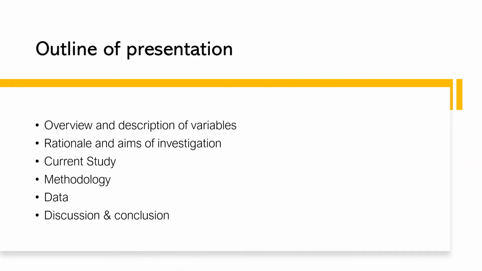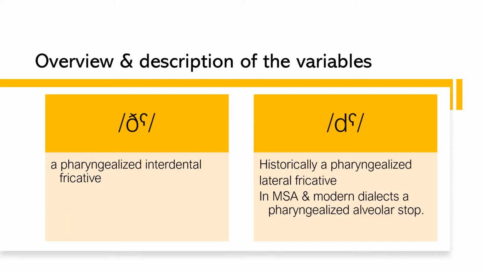So, throughout the course of the presentation, I'll give an overview and description of the variables, rationale and aims of the investigation, talk about the current study, my methodology, data, and finally discussion and conclusion. So we'll start with an overview and description of the two variables.